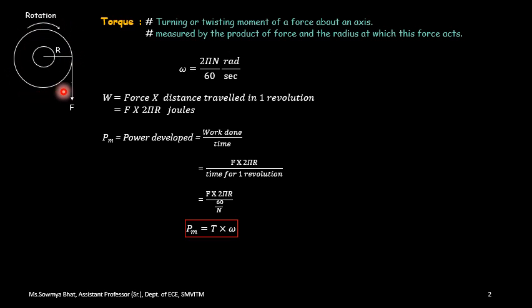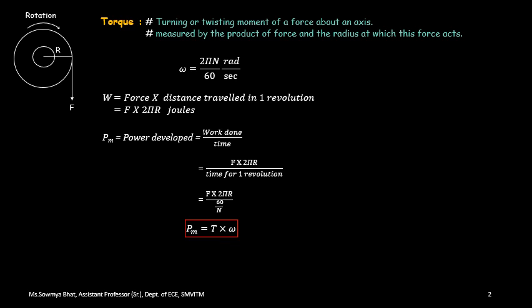So if you consider this diagram, this is a wheel which is going to have a rotation, depending upon the number of revolutions it has to perform. This is the radius r, and the force which acts upon it is denoted by the variable F. Angular velocity is omega, which is expressed in radians per second. So here omega is equal to 2 pi n divided by 60 radians per second.